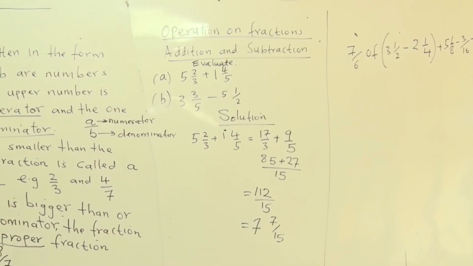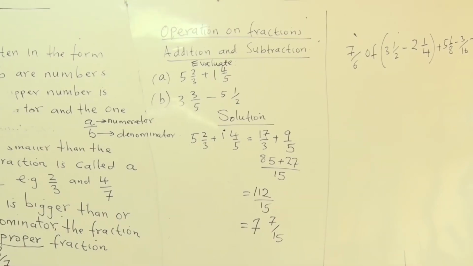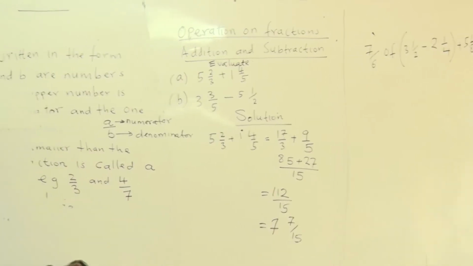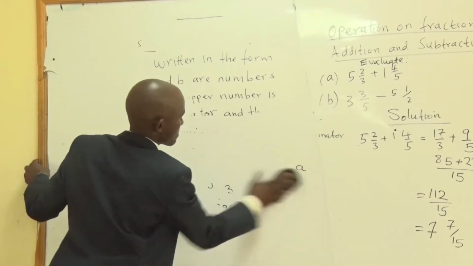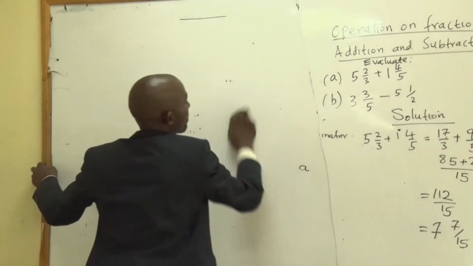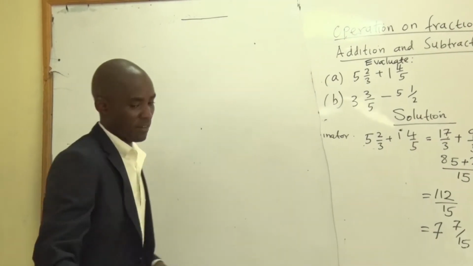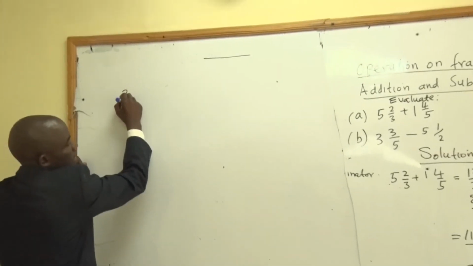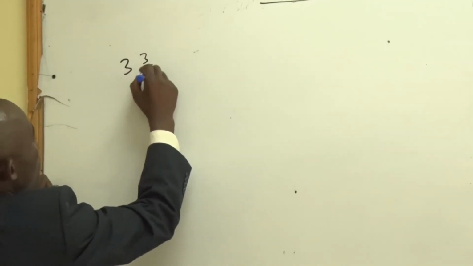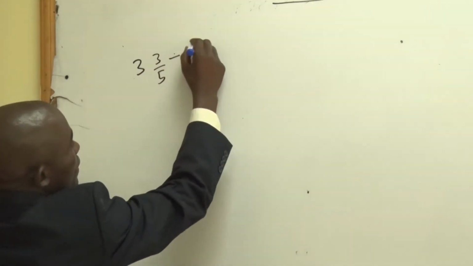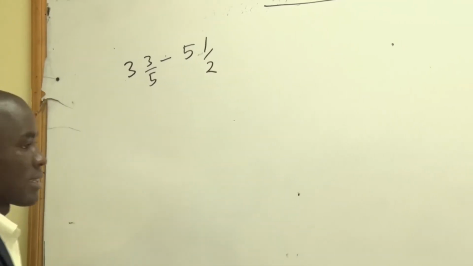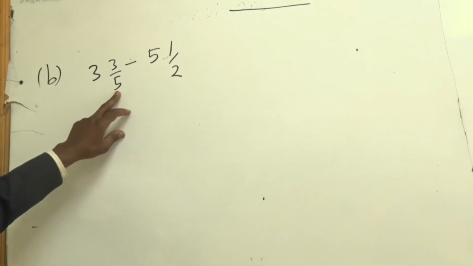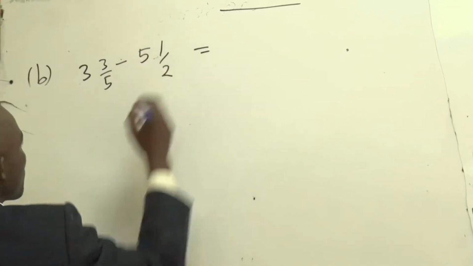So we will move now to the next question. We will move to part B. What we have answered is part A. We will now write 3 and 3 over 5 minus 2 and a half. We are now looking at a subtraction case. This is part B.